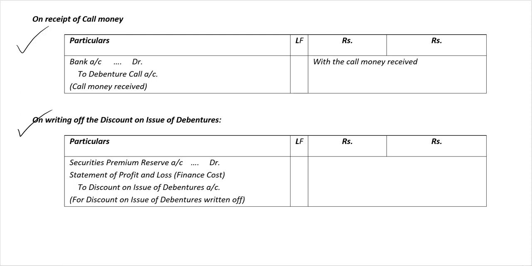The journal entry for writing off the discount on issue of debentures, we need to debit securities premium reserve account to the extent available. The balance of discount has to be written off by debiting statement of profit and loss finance cost, and we will credit the discount on issue of debentures account with the total amount of discount on the issue of debentures. So we've seen the journal entries also for issue of debentures at discount, and the amount is payable in installments. We will continue the video by solving an example sum in the same concept.